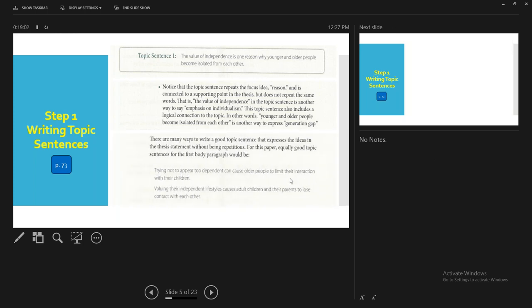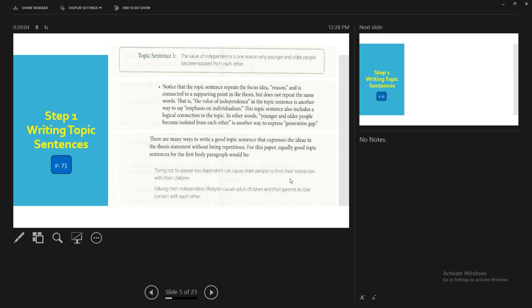Now, there are many ways to write a good topic sentence that expresses the ideas in the thesis statement without being repetitious. That means you don't need to repeat. Okay. For this paper, equally good topic sentences for the first body paragraph would be, we have here two examples. If you can see, trying not to appear too dependent can cause older people to limit their interaction with their children. So here, trying not to appear too dependent, this is one of the supporting points. Cause is an equivalent, if you like, or a synonym to reason. So here, reason is not repeated, but we are using a synonym.